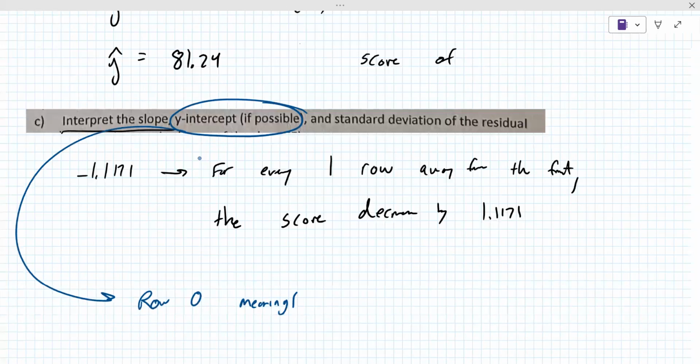So let me give you a better example. Is a shoe size of 0 possible? No, so that would not be meaningful. Now, row 0 could be, like I've been to places where there is a row 0. This one's a little bit vague. You have to decide if 0 is even possible.